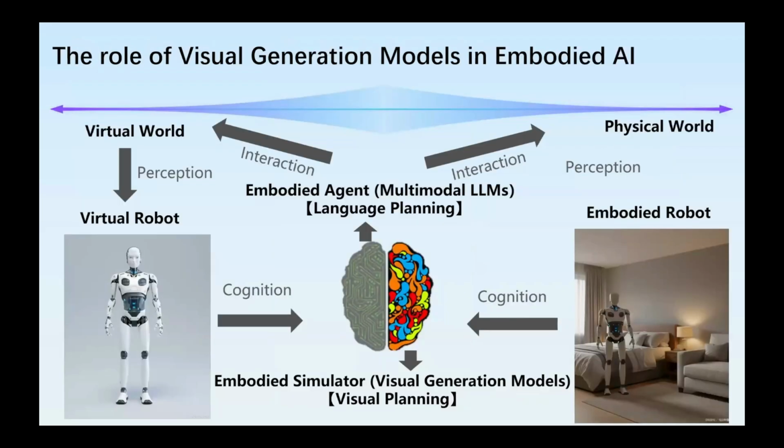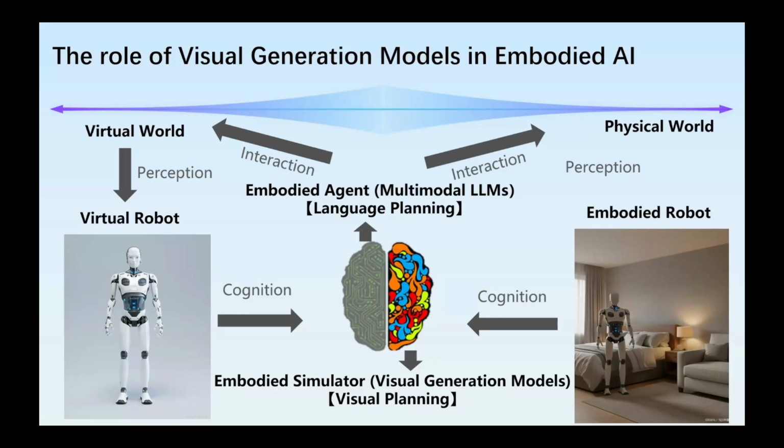Okay, now let's zoom out and look at the big picture: how Qwen-Image fits into the future of embodied AI. On the left, we have a virtual world perceived by a virtual robot, and on the right, we have the physical world perceived by a real embodied robot. At the center sits the embodied agent, powered by multimodal large language models, responsible for language-based planning. What should I do? And beneath it, the embodied simulator, powered by visual generation models like Qwen-Image, responsible for visual planning. That is, what will happen if I do it?